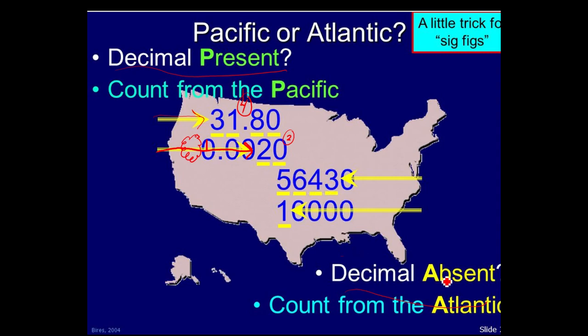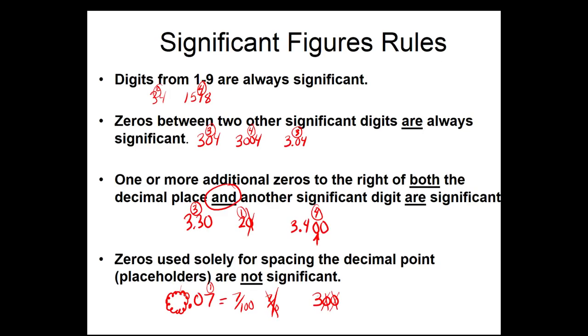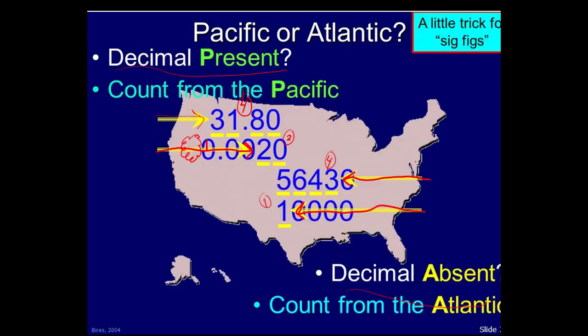These numbers, decimal absent. If there isn't a decimal, then come from the Atlantic. And again, stop once you hit a non-zero number. So you go through the 0, you hit the 3. That means the 0 doesn't count. So you have 1, 2, 3, 4 significant digits. That 0 was just a placeholder. Same thing here, go from the Atlantic. You cross through all of those zeros. They don't count. So you're only left with 1 significant digit in this. So it's a nice little trick that does work. Like I said, the rules are what are behind it, the rules that we learned here, but the trick does work.